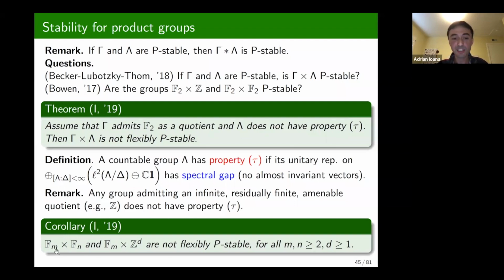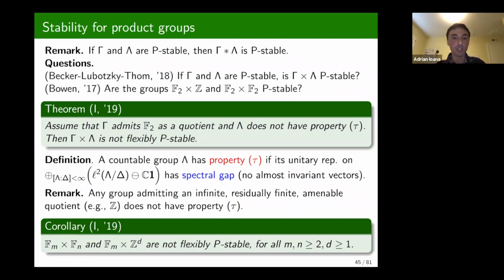And to keep things simple, I will focus on one specific case, which already incorporates a lot of the ideas. So the case I'll focus on is the direct product of F3, the free group on 3 generators, times the integers. Okay, so this is covered by the corollary. You'll see right away why I need F3 and not F2. So the point is that F3 has F2 as a free factor.